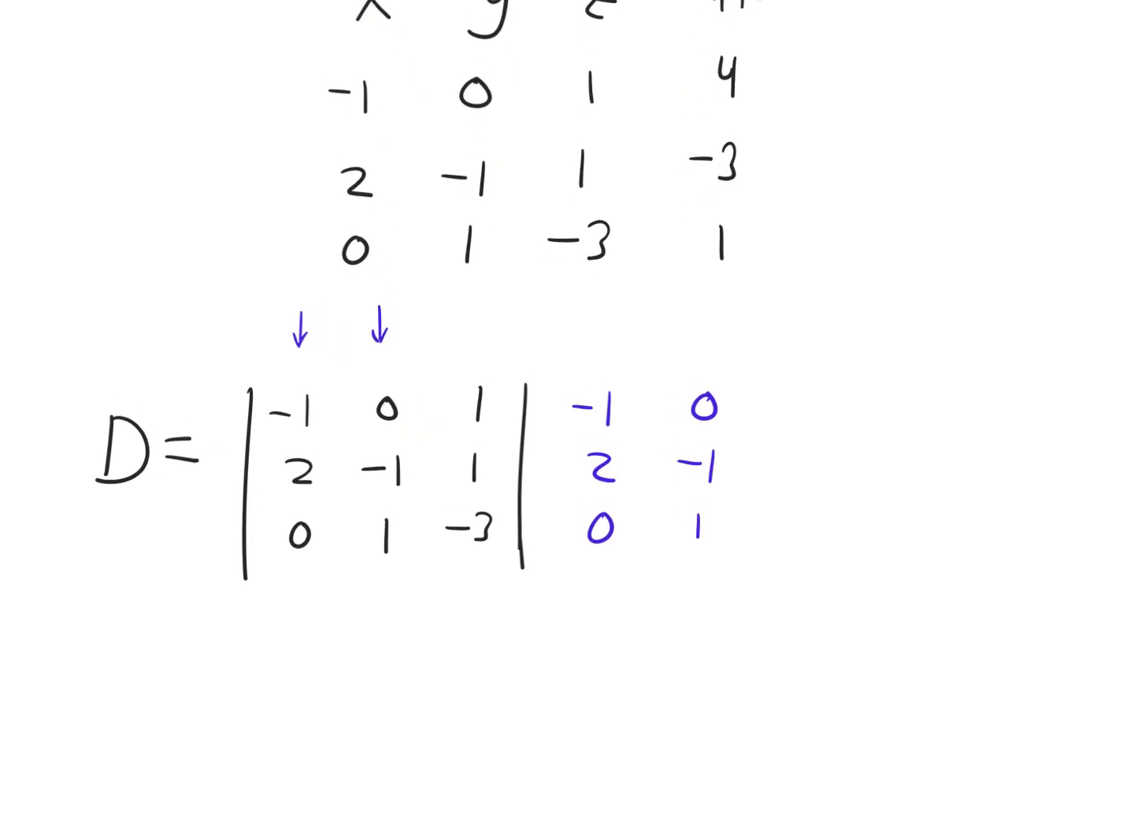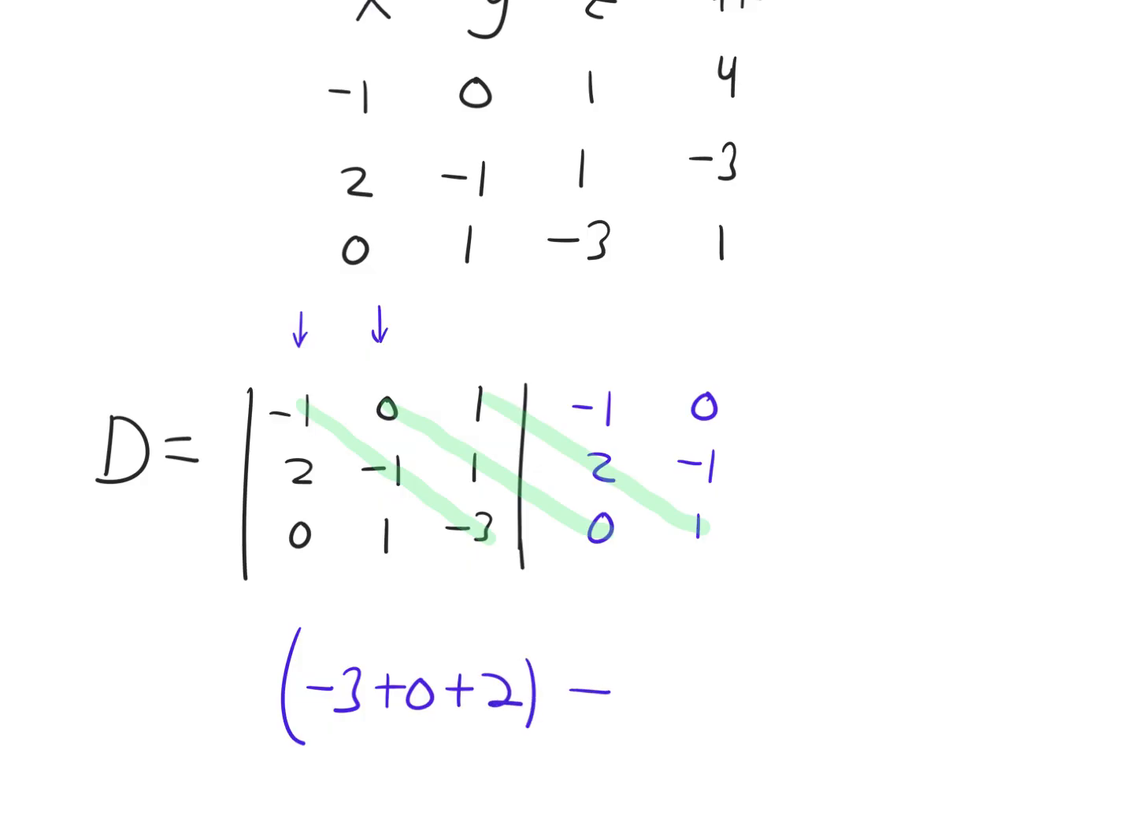All right, so we're going to go along the major diagonals. So we're going to do negative 1 times negative 1 times negative 3. What does that get you? Good, negative 3. Same thing with the next one. 0 times 1 times 0. 0. And then same thing with the next one. 1 times 2 times 1. Good.